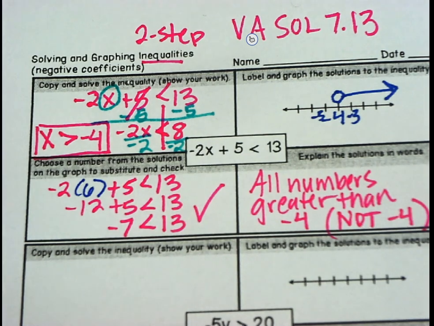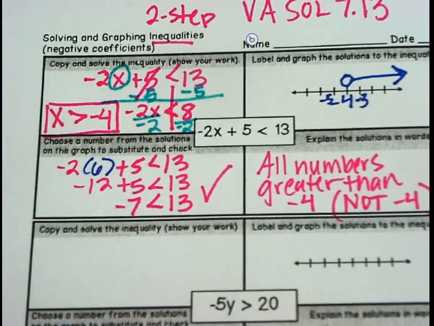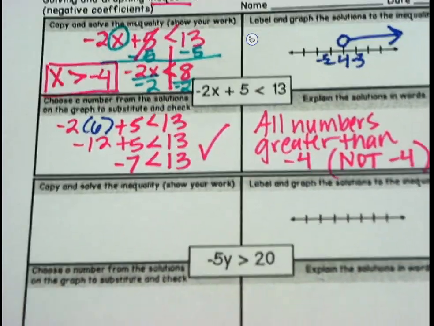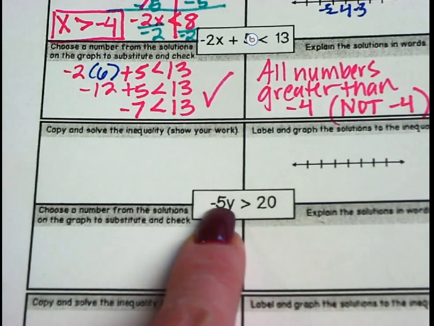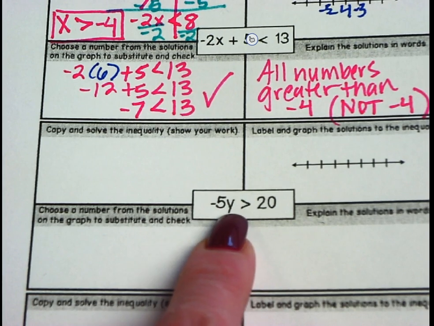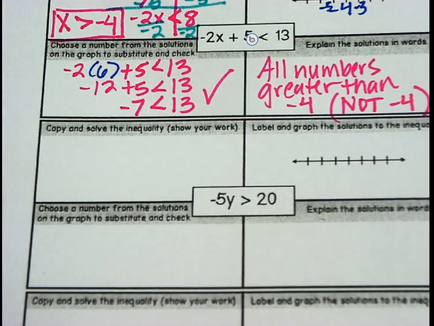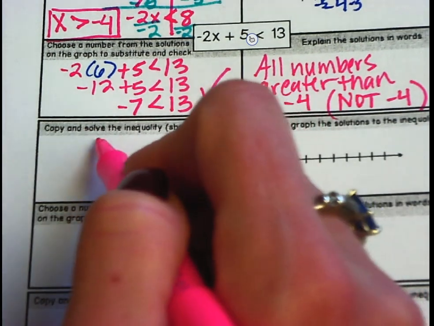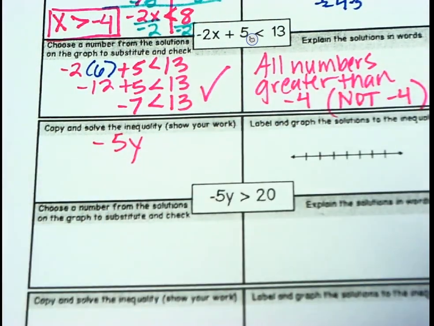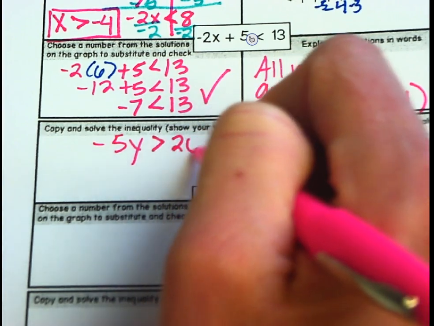All right, let's look at the next one. This is a little bit easier because it's a one-step inequality. So this time, when I have a number next to a letter, what does that mean? I'm multiplying, and I'm finding the product. So to find the solution to this inequality, I'm going to write it here. -5y is greater than 20.